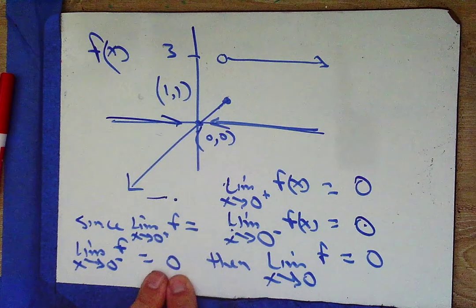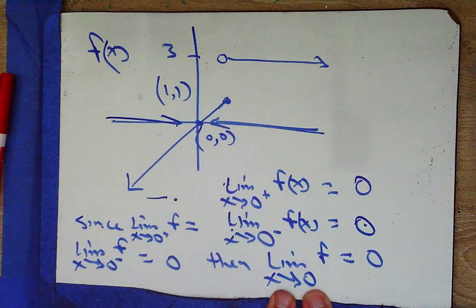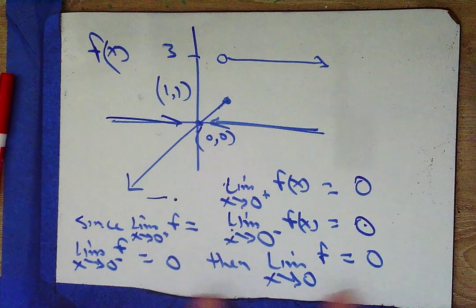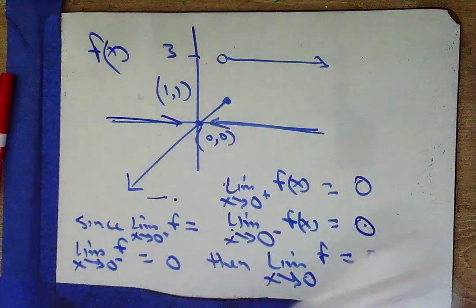That value is 0. Because these have the same value, the limit as x approaches 0 exists and takes on the same value as these two one-sided limits. Okay? All right. Now it's your turn.